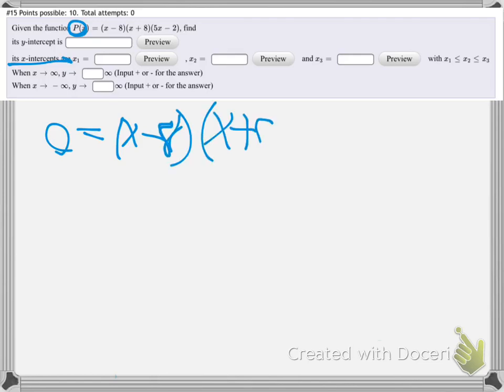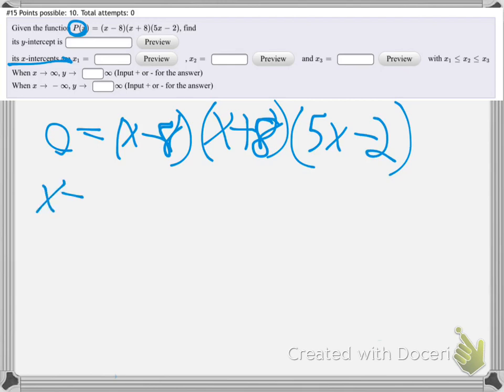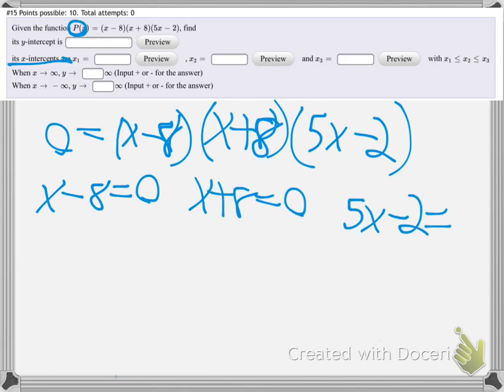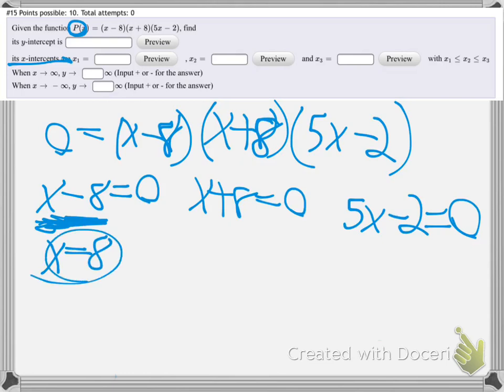x plus 8. And then 5x minus 2 is 0. And we'll just solve them each for 0. If x minus 8 is 0, x plus 8 is 0, and 5x minus 2 is 0, we'll do like we do. Some number minus 8 is 0. That would be just positive 8, I guess. And then some number plus 8 is 0. So that number would be negative 8, I guess. So x is negative 8.